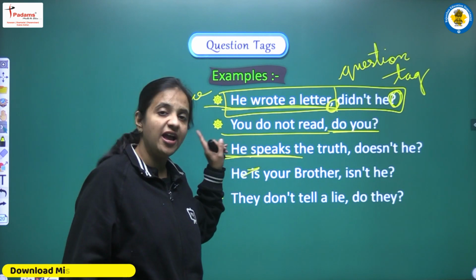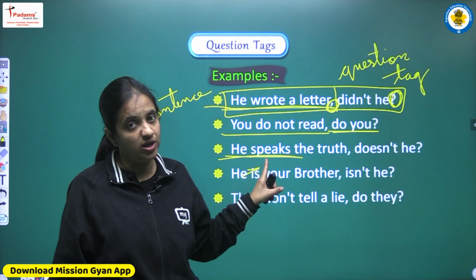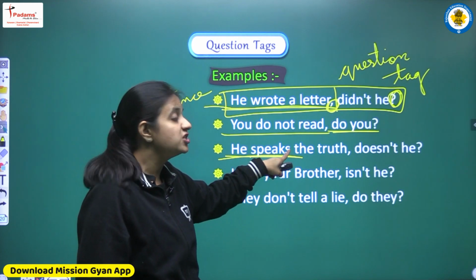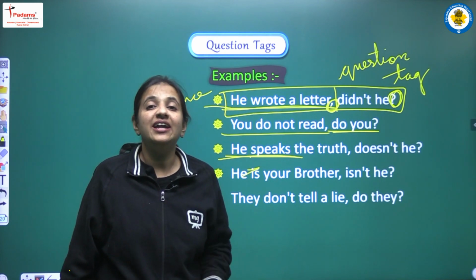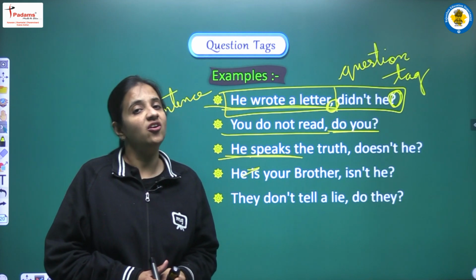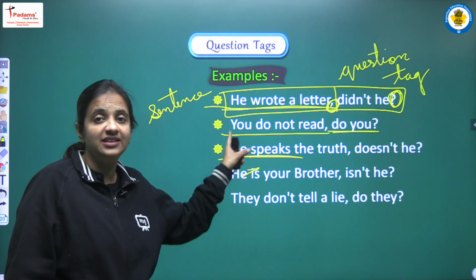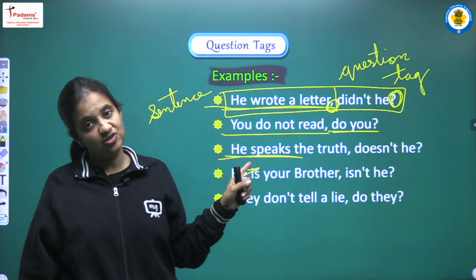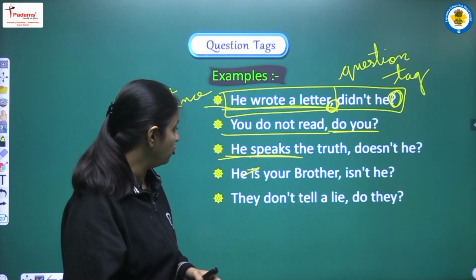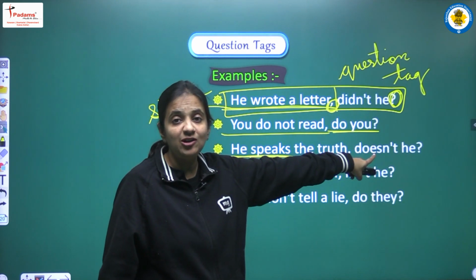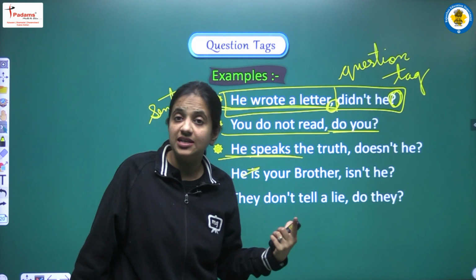Why? Because we have "he" as a singular subject, and we have first form plus s or es. So in this sentence the auxiliary verb "does" is hidden. Here again, students, the knowledge of tense will help you a lot, because only then will you be able to identify the proper auxiliary, right?